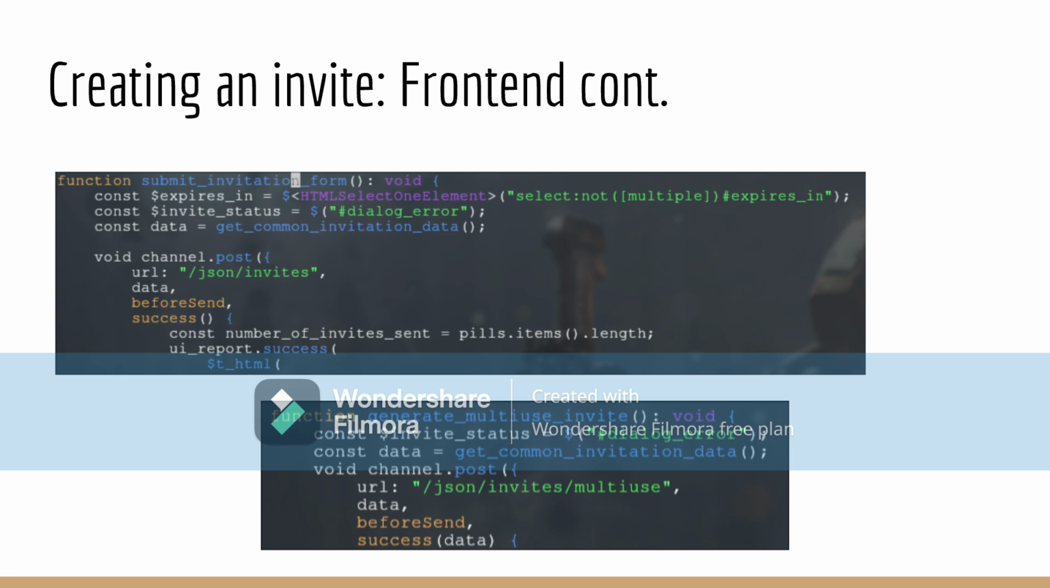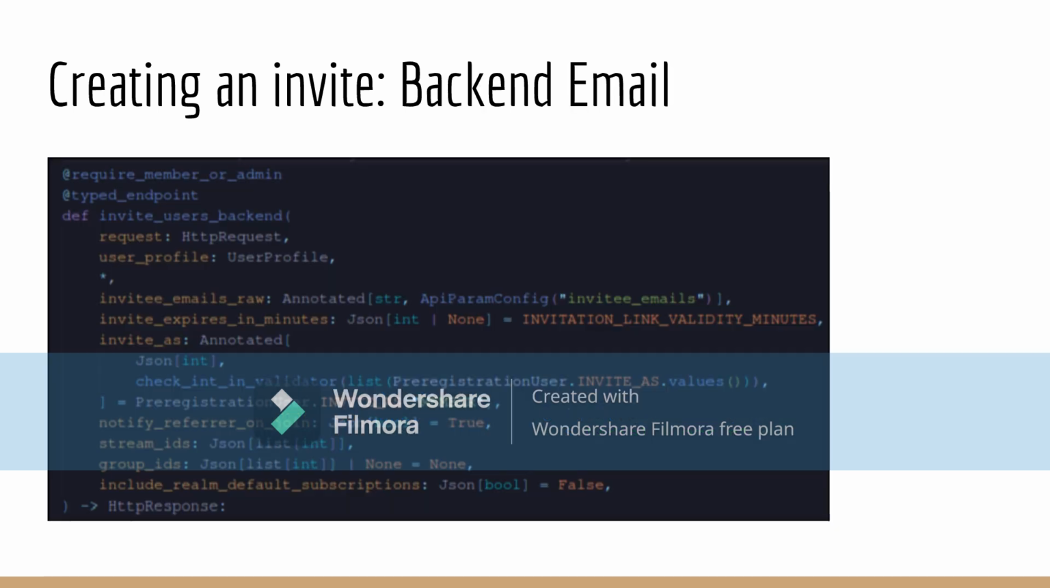Now let's take a look at how things go down on the back end. This function is used to send invites to a list of users on the back end. It creates a pre-registration user object for each invite and adds it to the pre-registration users table. It also sends an email to each invited user's email with the link to the Zulip server's registration page.